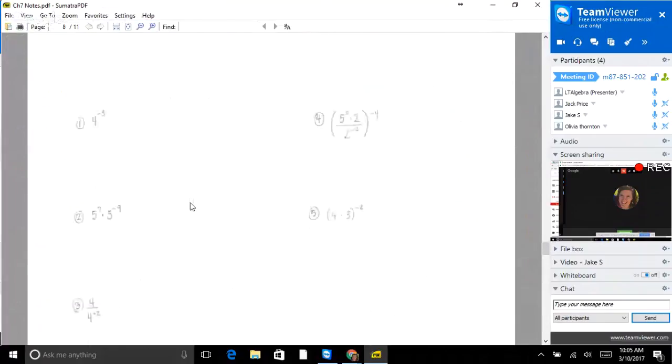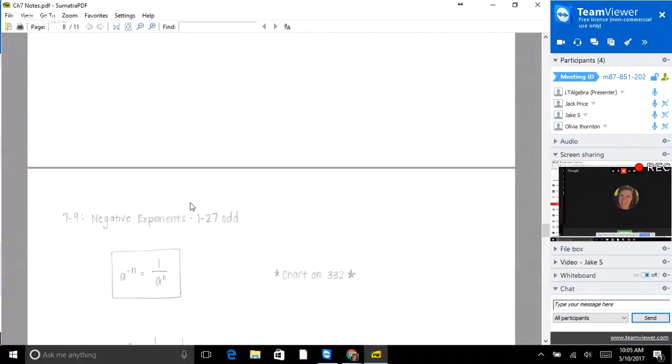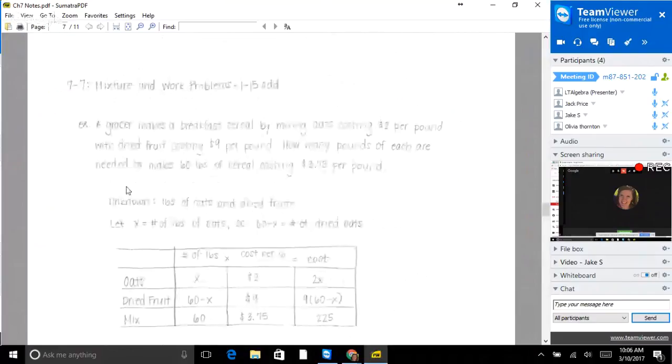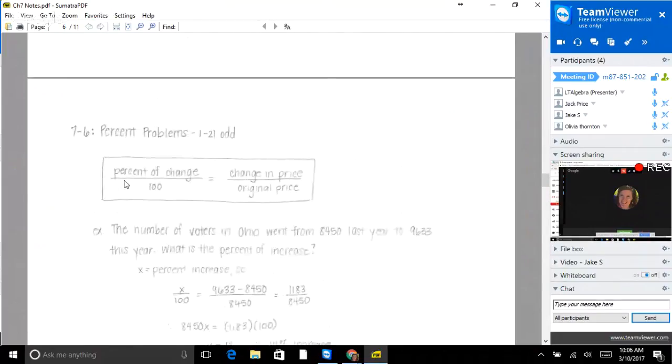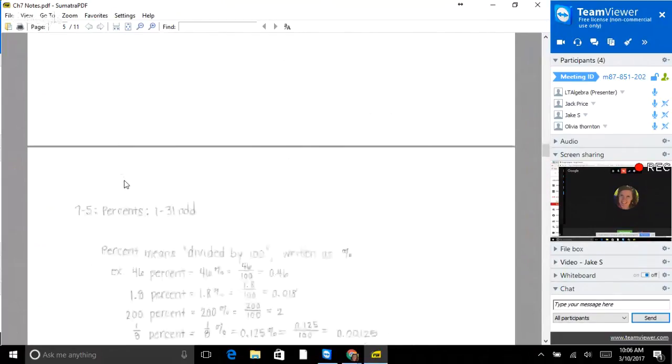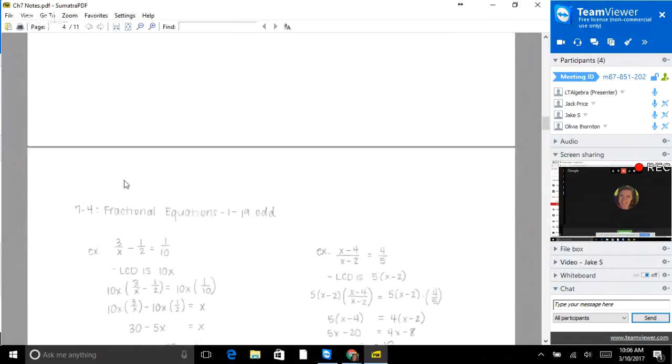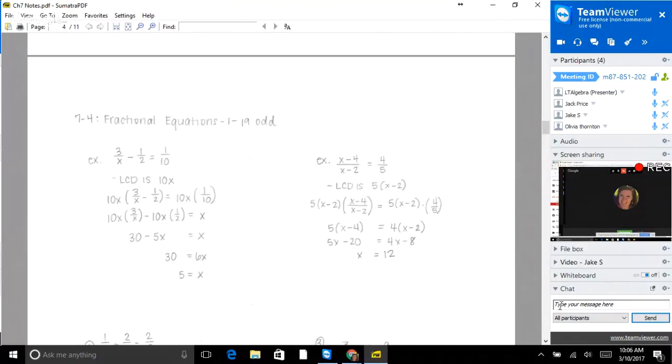We'll have to do 7.10 and 7.9. You do not have to do 7.7 or 7.8. But then 7.6, 7.5. Yep. So you need to do, I'll type it in the chat. It should be 7.1 through 7.6, and then 7.9 and 7.10. We have not gone over 7.10 yet.